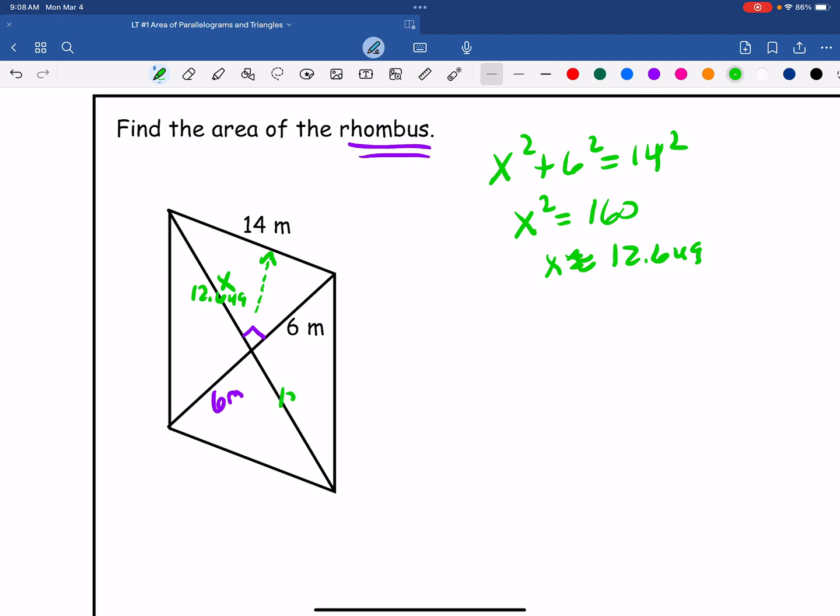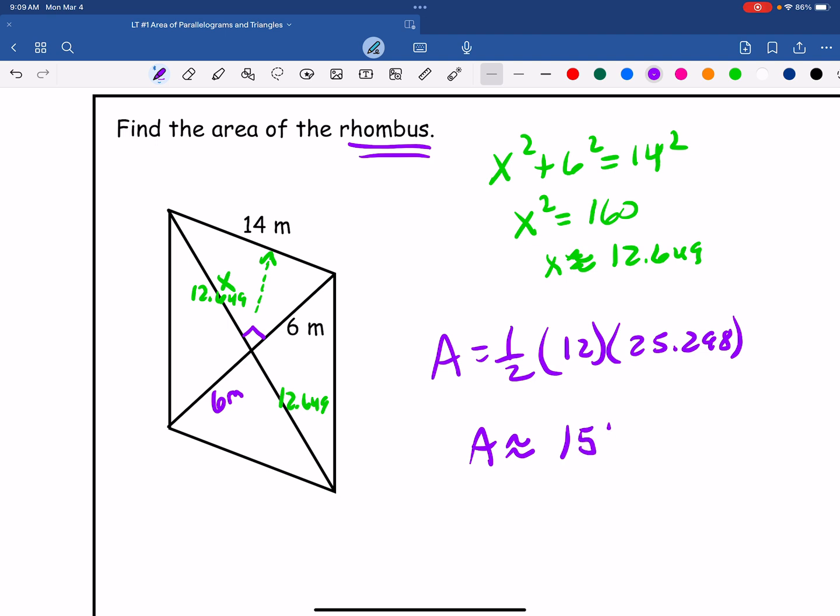So if that's 12.649, this is 12.649. And so the area of this guy is 1/2 diagonal 1, which is 6 plus 6, times diagonal 2, which if I add those two, I get about 25.298. And that gives me an area that's approximately 151.79 meters squared. And that's all for this movie.